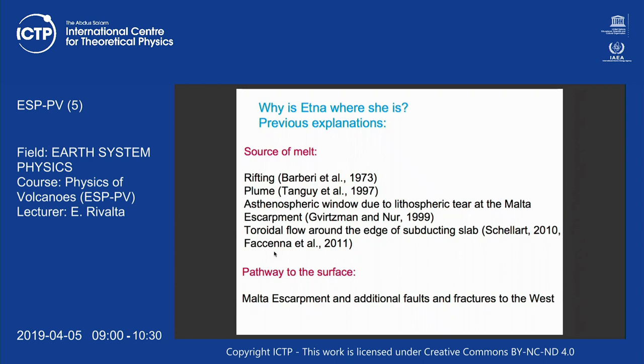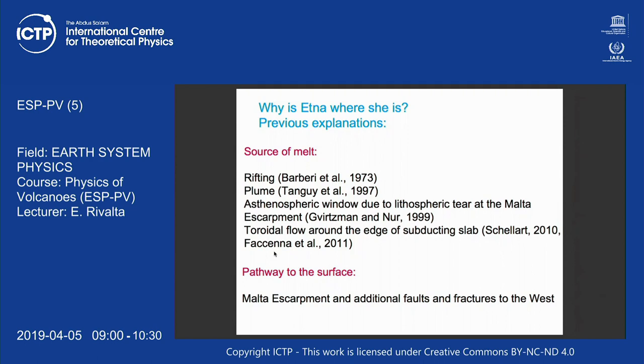Then other people much later said, no, it must be a plume. And then other people later said, no, it cannot be a plume. It must be that you have a lithospheric tear, like the Malta escarpment. We will show it later. It's a very big scarp. And if you create such a big fault, you will open an asthenospheric window.